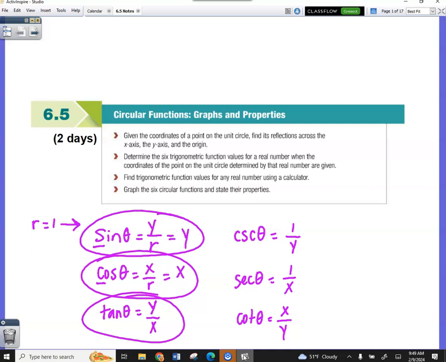Alright. So 6.5. 6.5 is where we have hit the unit circle, and because we are now in the unit circle, R is 1 the whole time, which means all of those formulas that we had with X, Y, and R have been adjusted to show that R is 1. So that's why now sine is the Y coordinate, cosine is the X coordinate, tangent's Y over X, and then you have your reciprocal functions that you would generate by creating the original list.